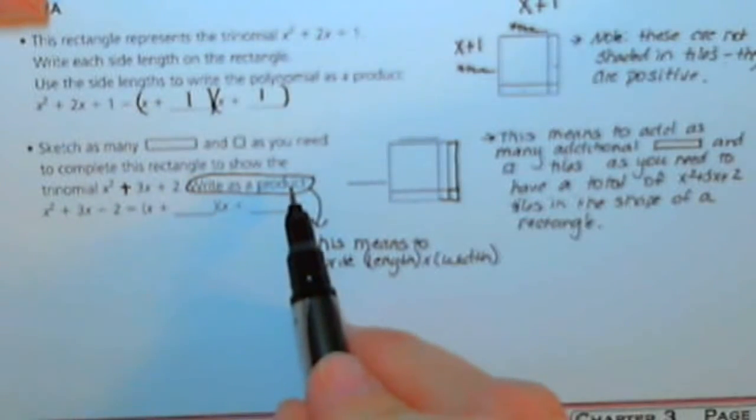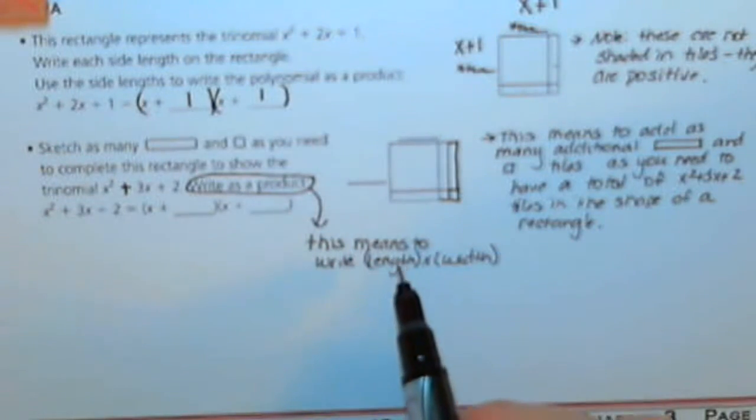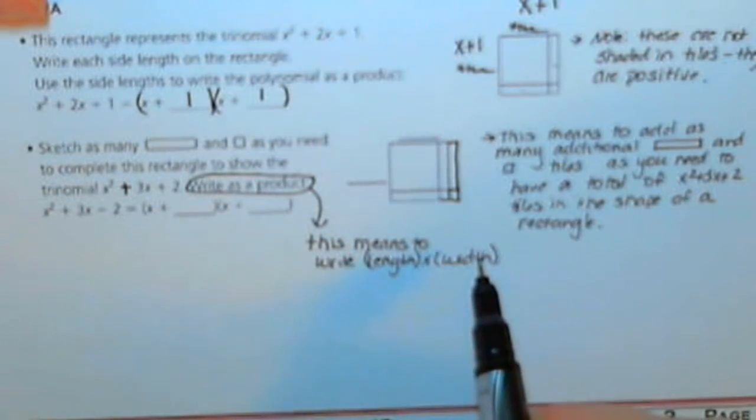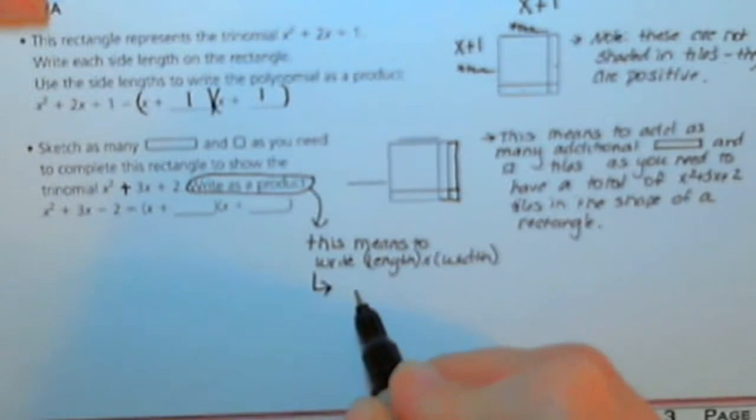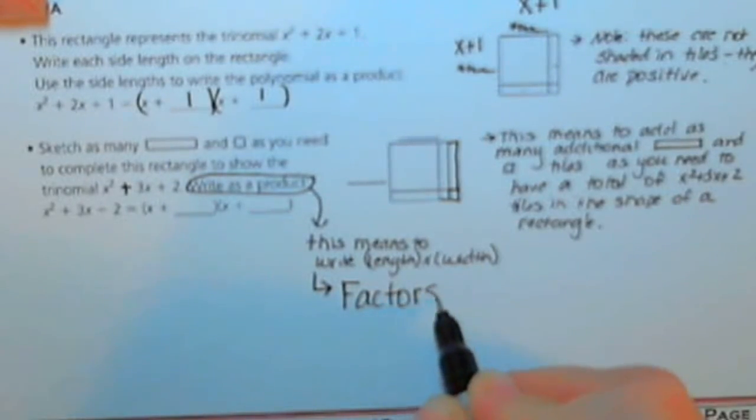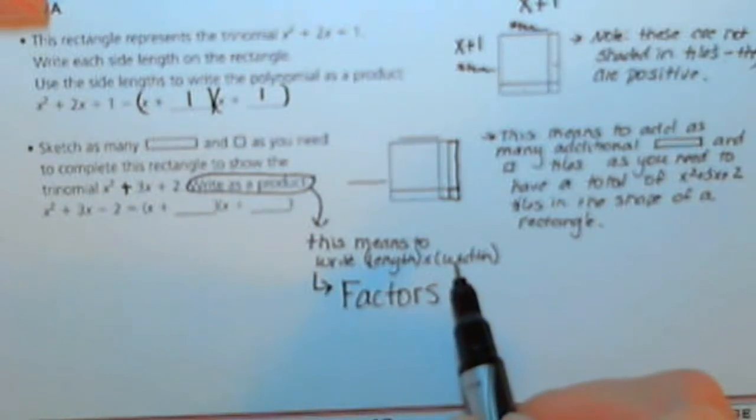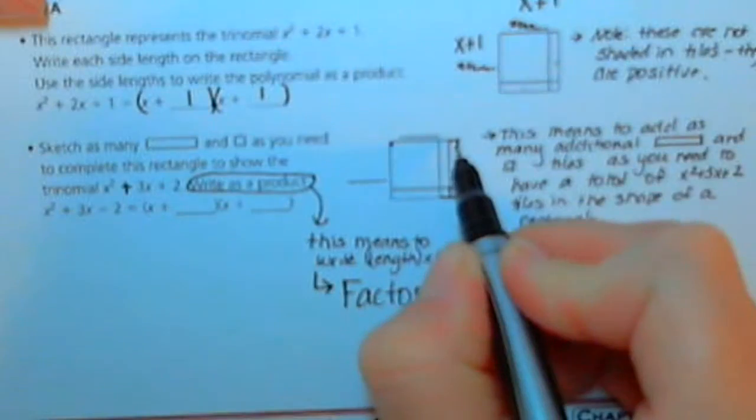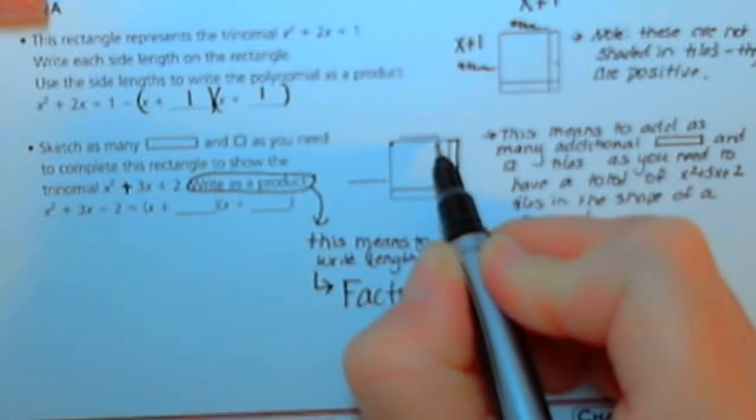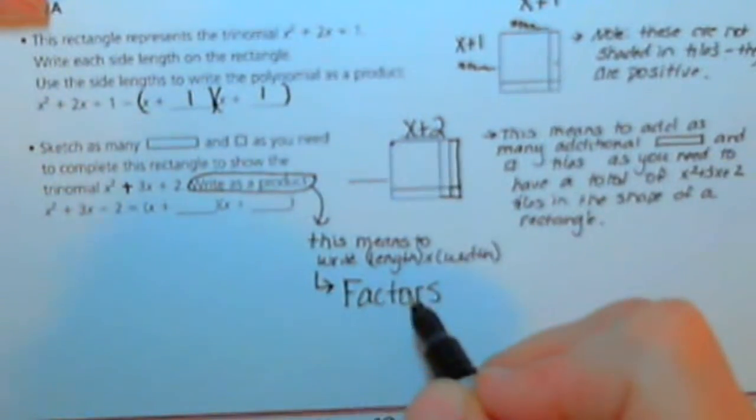Write as a product. What I want you to remember is that if it says write as a product, that means to write as length times width. That's what that translates into. And what else that's going to translate to in the future is the factors. But for today, product means length times width. So how long is this? Well, if you were to start here and you were to walk all the way to that end, you would walk x plus 1 plus 1. You would walk x plus 2.